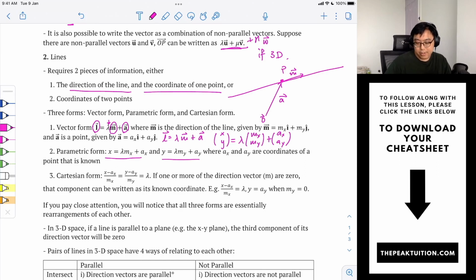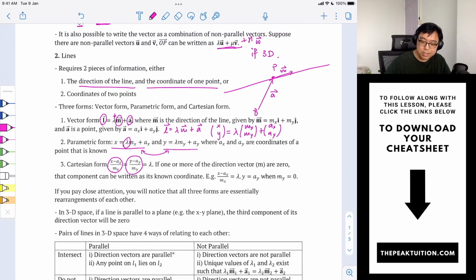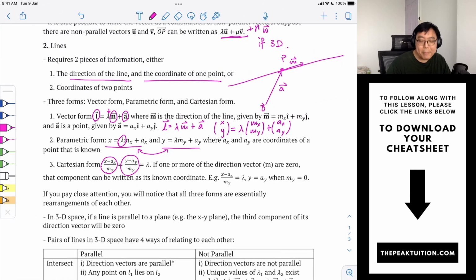Next, we have the Cartesian form. You can think of it as writing the parametric form again in a different way, except now we make lambda the subject. Between these two equations of the parametric form, lambda is shared, and since it's shared, they are equal to each other and can be written like this. You can check this quite easily by making lambda the subject, and you can see how the Cartesian form works.